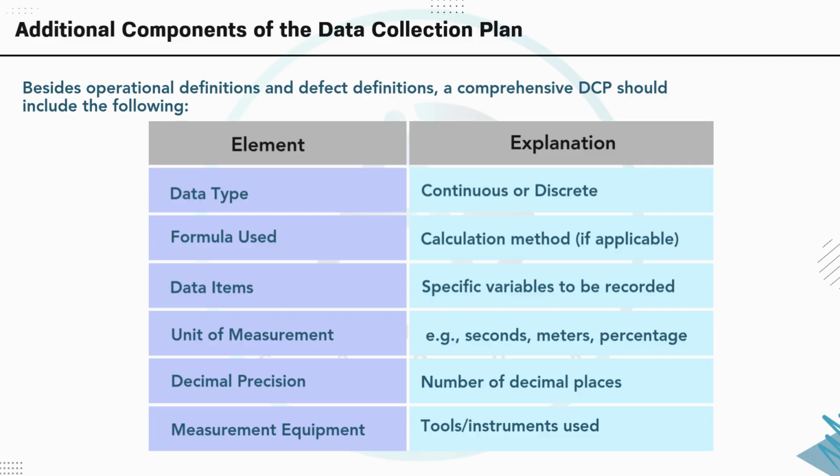Measurement equipment. Lastly, list the tools or instruments to be used. This could be a stopwatch, survey software, or a particular sensor model. Consistent tools ensure consistent results. By documenting these details, your DCP becomes a powerful tool for ensuring that the data you collect is reliable, valid, and usable for process improvement.